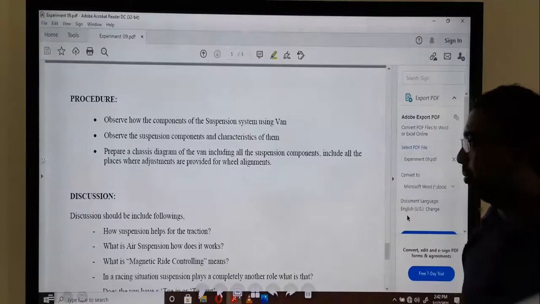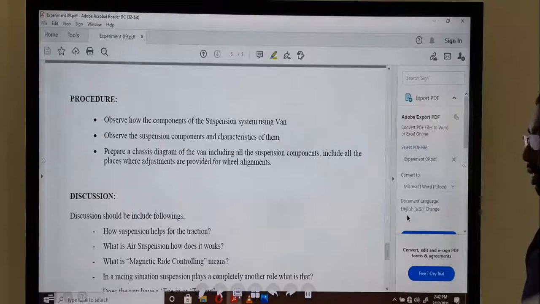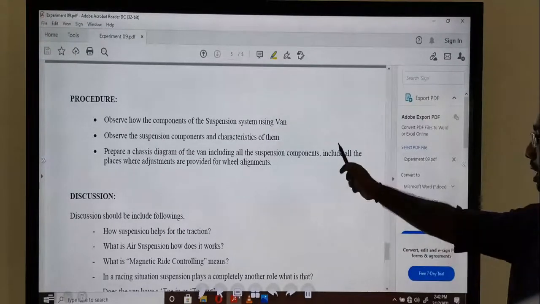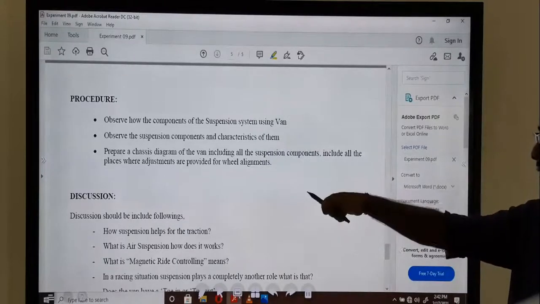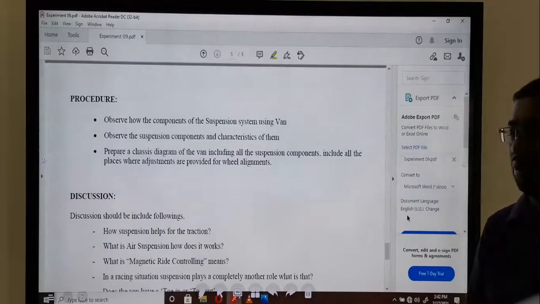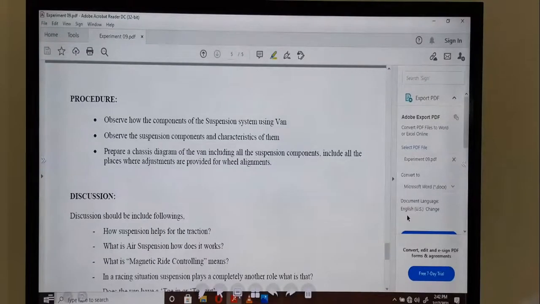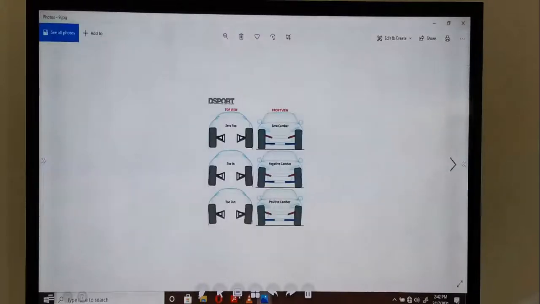So here you have to prepare the chassis diagram. You can search on the internet and find one including all the suspension components. Just search for the chassis diagram of a car or van, anything. Include all the places where adjustments are provided for wheel alignment. I already told you about the 3 wheel alignments in the previous class, so I will explain again.